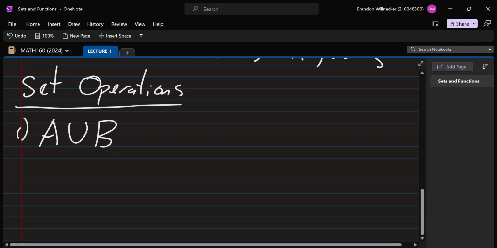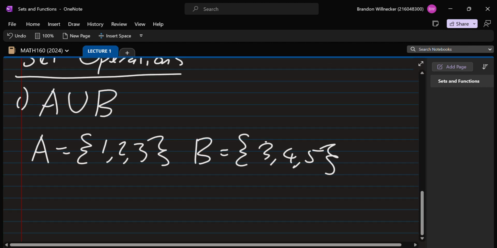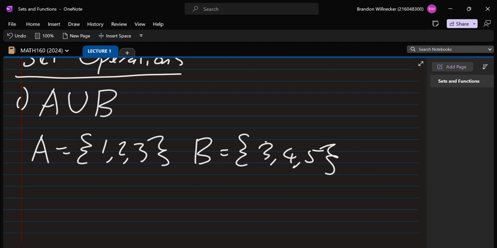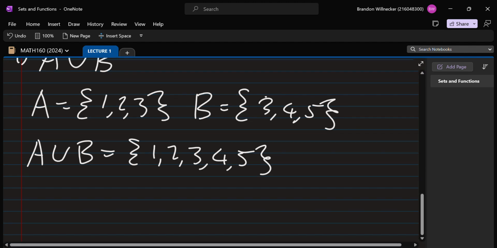So let's just do a quick example to see how that works. If A is 1, 2, 3, and B is 3, 4, 5, we want to form the union. In other words, the set that contains everything from A and everything from B. So here, A union B is going to be 1, 2, 3. B already has a 3 there, and A already has a 3, so we only include it once, and then we have 4 and 5. Quite simple, so everyone should be comfortable with that.